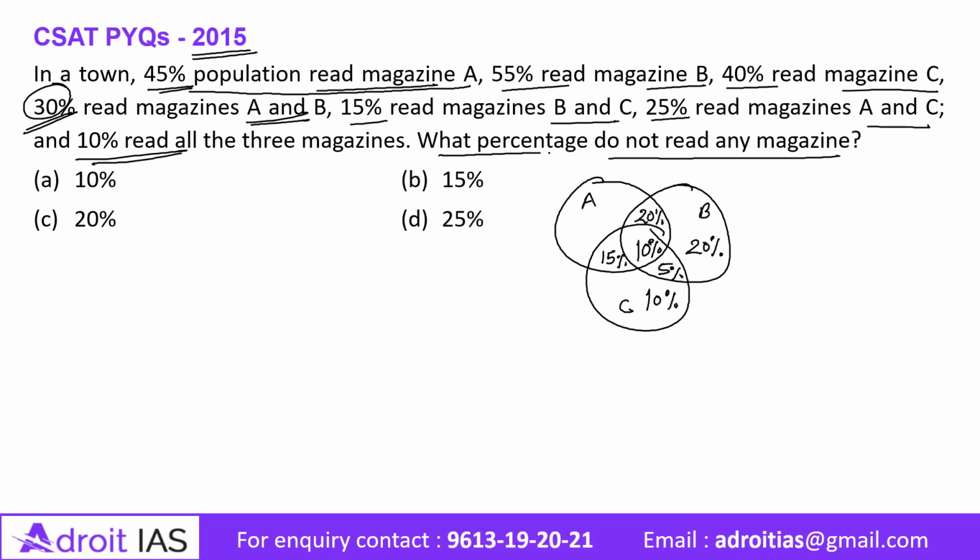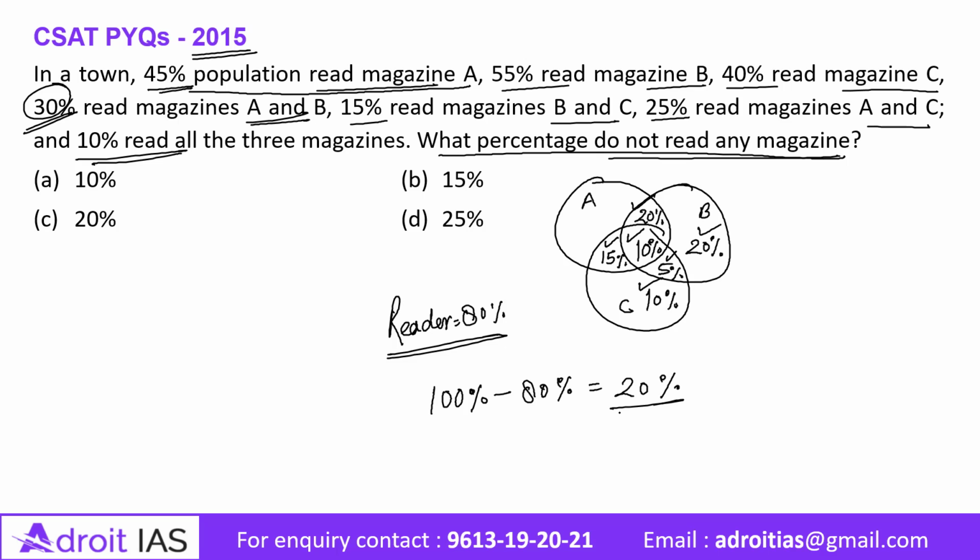Now the question says, what percentage do not read any magazine? Okay, fine everyone. So let's talk about the total number of candidates. 20%, 10%, 20, 10, 30, 30, 20, 50, 50, 10, 60, 60 and 15 and 5, 60 plus 20 is 80, right? So 80% candidates are the readers. The question is saying who do not read any of the magazines, so obviously 20% don't read any magazine, right everyone?